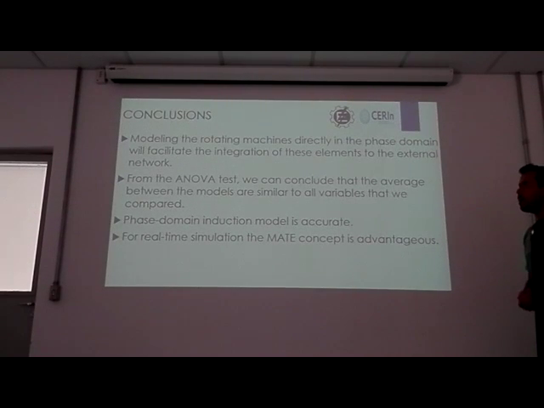Okay, conclusions. Modeling the rotating machines directly in the phase domain will facilitate the integration of these elements into the external network. Just remember, there is no need to use the DQ0 transformation in this representation. From the ANOVA test, we can conclude that the averages between the models are similar for all variables that we compared: the stator current, the electromagnetic torque, and the rotor speed. We didn't find a big difference between all the models that we compared. Therefore, the phase domain induction model is accurate. And for real-time simulation, the multi-area Thevenin equivalent concept is advantageous.